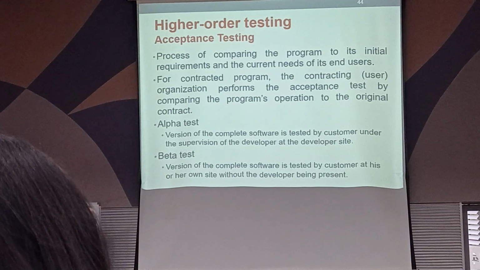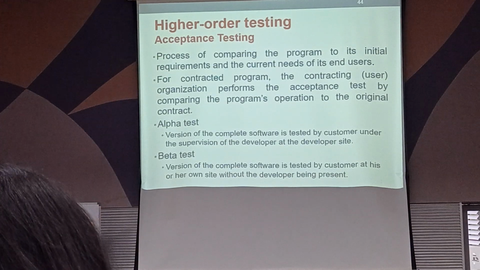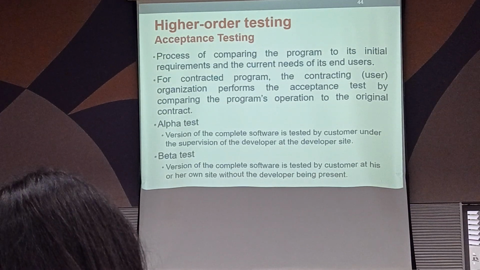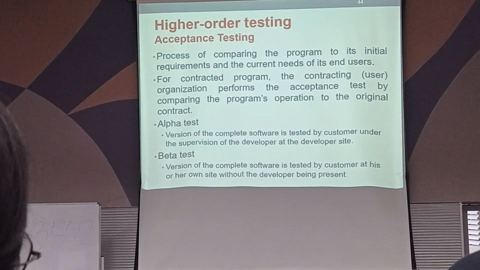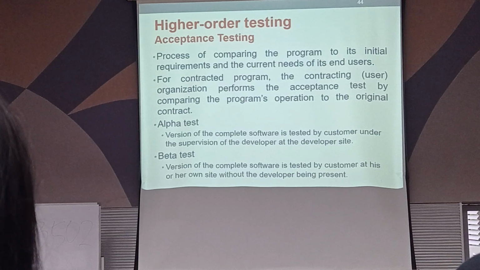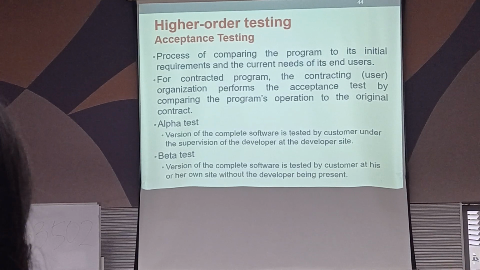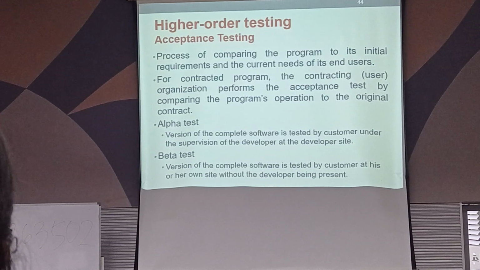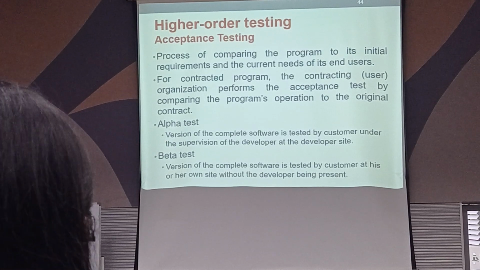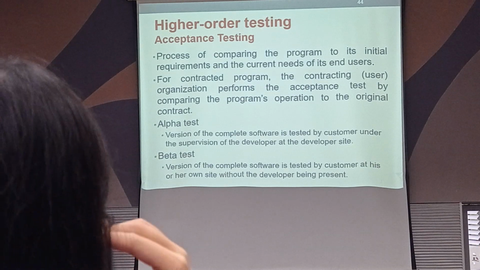Customized and generic. Correct? The two types of software product: customized and generic. Is it correct? Okay, customized means you come up with the requirement.